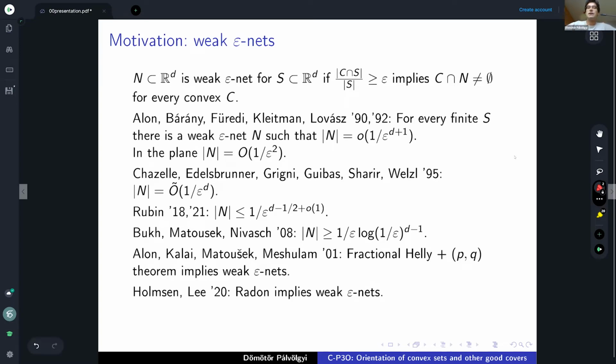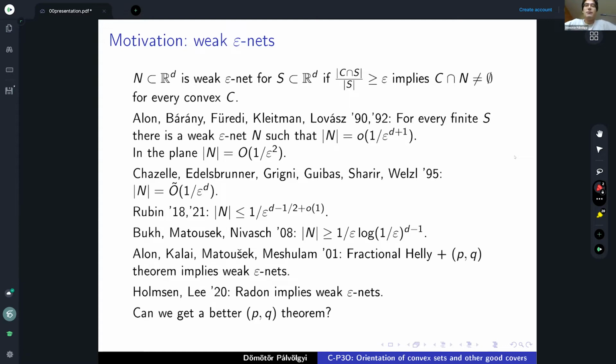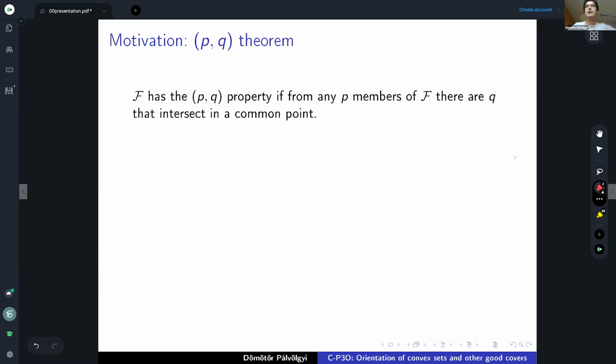And there was a recent paper by Holmsen and Lee that showed that already some Radon property implies that weak epsilon nets exist. But all these bounds show that epsilon nets exist, but the size of the epsilon nets is very bad. So the size of the epsilon nets is not good, what you get from all these abstract methods. And the way that we want to improve, or I hope to improve, on weak epsilon nets is to get better PQ theorems, which I haven't told you yet what a PQ theorem is.